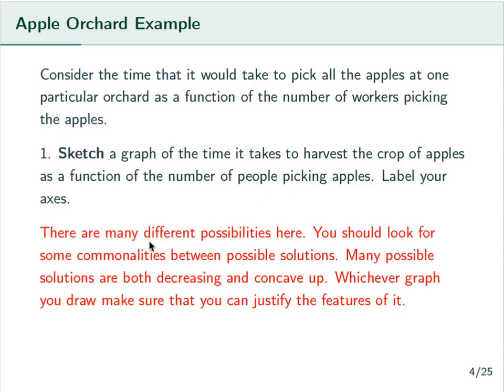So here, there are many different possibilities. You should look for some commonalities between possible solutions. Many possible solutions are both decreasing and concave up. Concave up, we'll talk about that in a little bit. Whichever graph you draw, make sure that you can justify the features of it, because we can have many different scenarios, depending on how many workers we have. There are many different aspects of the graph that could look different from yours to mine. This is just more of a warm-up exercise.